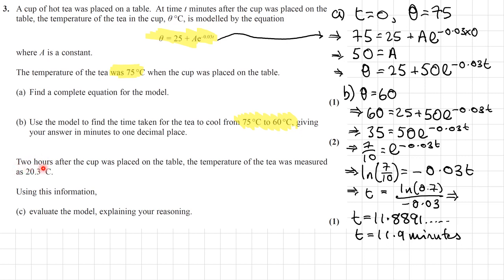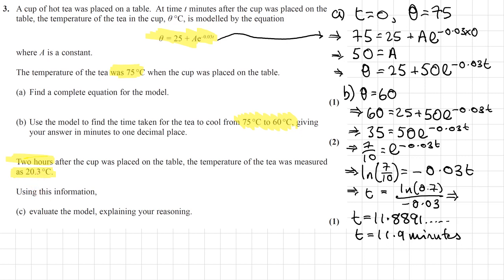It says 2 hours after the cup was placed on the table, the temperature of the tea was measured as 20.3 degrees. So 2 hours, and we have a temperature of 20.3. Using this information, evaluate the model explaining your reasoning. So basically what we want to do is to see, right, if we use the model and we put 2 hours in, do we get a temperature that's close to this? So let's do that first.